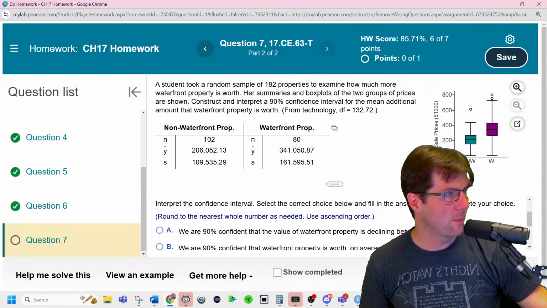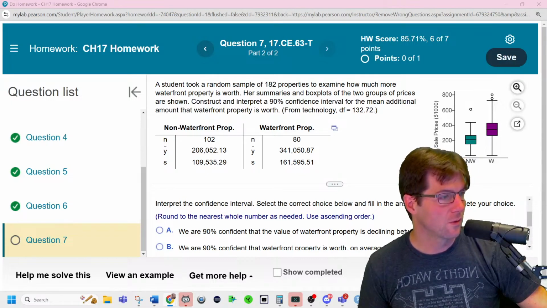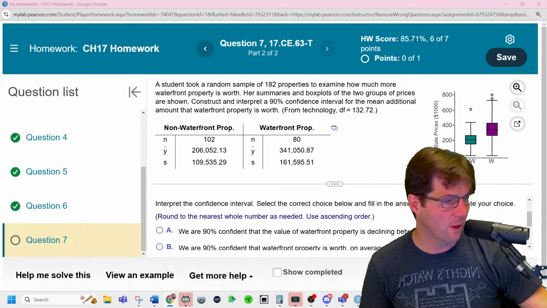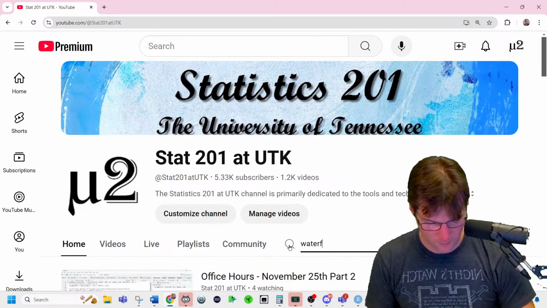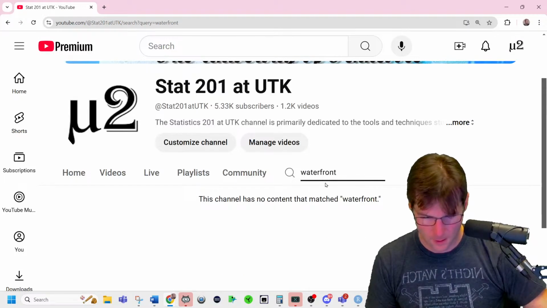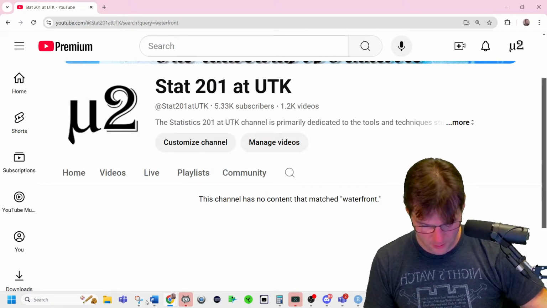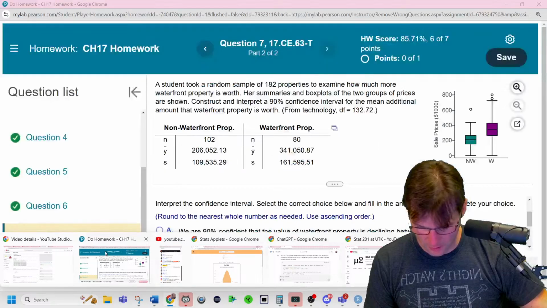This is waterfront property. So if you are looking for a slower walkthrough of this, I just love showing that tech can be done with it too. Let's go find the waterfront property one. Waterfront property, okay. I thought we had this. We've done this one a billion times.